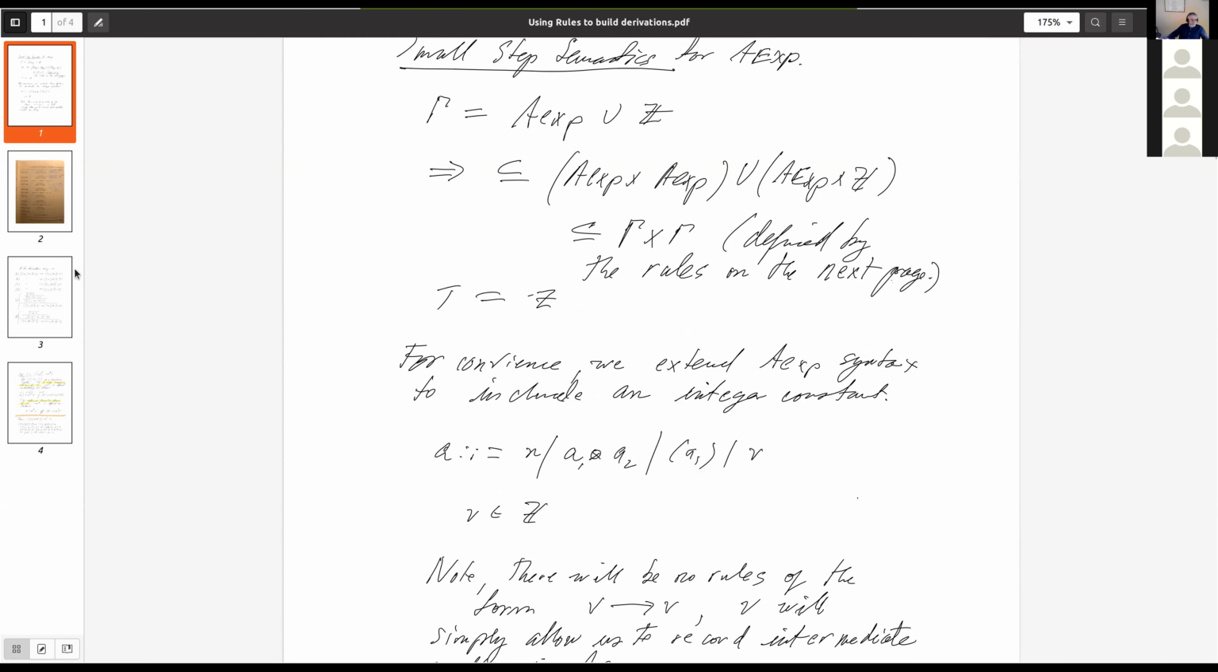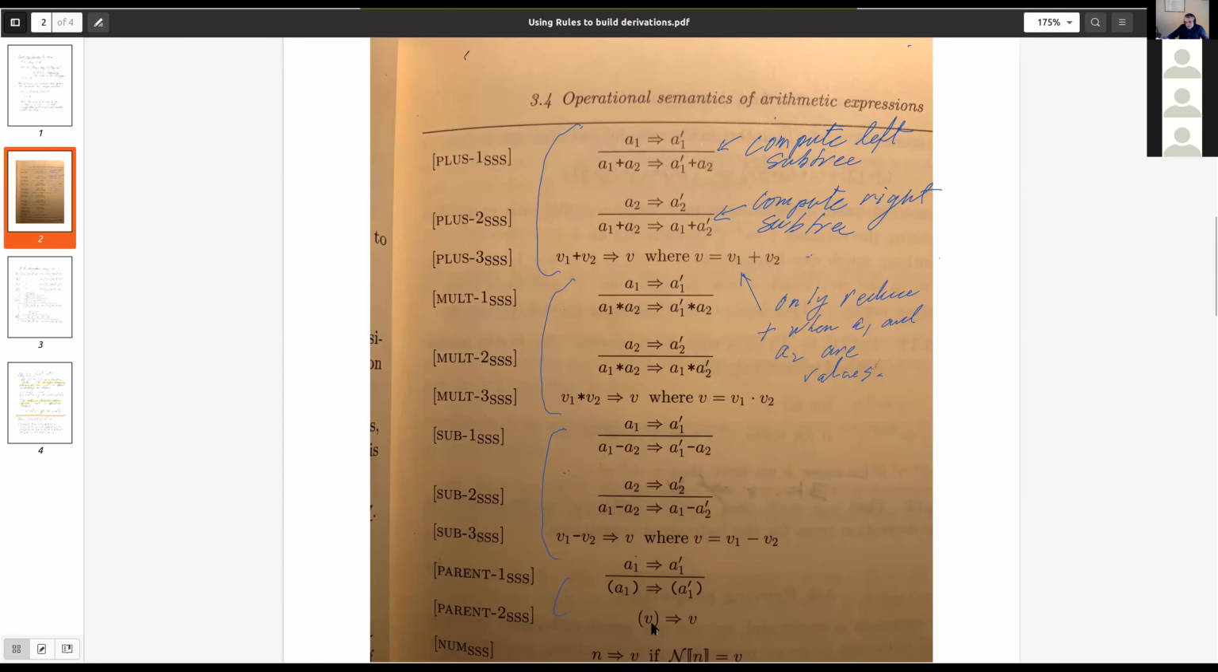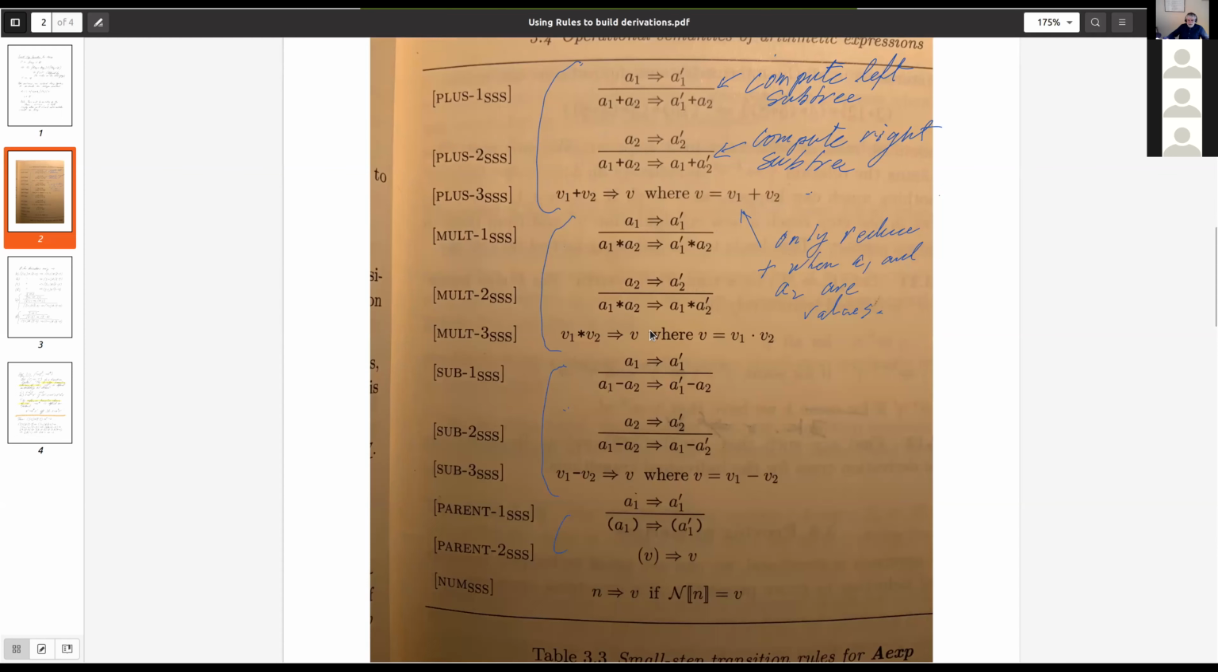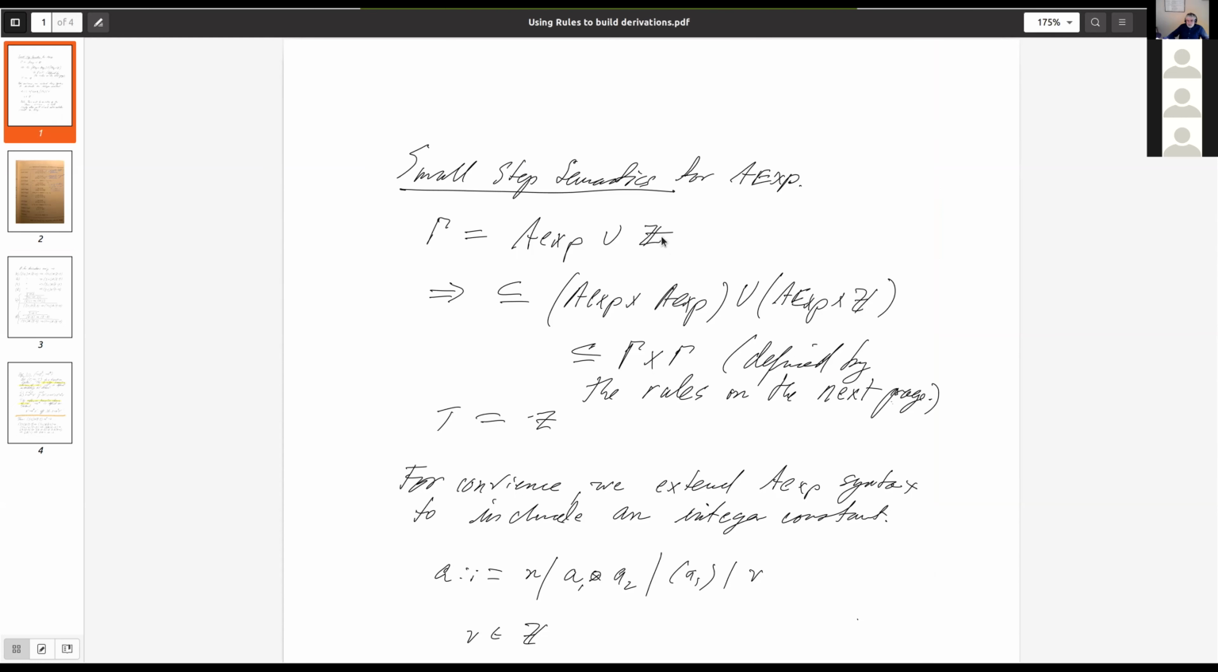If we look at the rules over here, there's no rule that just has a V goes to a V. This one might look like a V goes to V, but this is the one where we've got parentheses. There's no rules where the left-hand side is simply a V. We've either got a V plus V and so forth. So we don't ever actually key off of this. The rules are defined by the syntactic structure of A expressions.